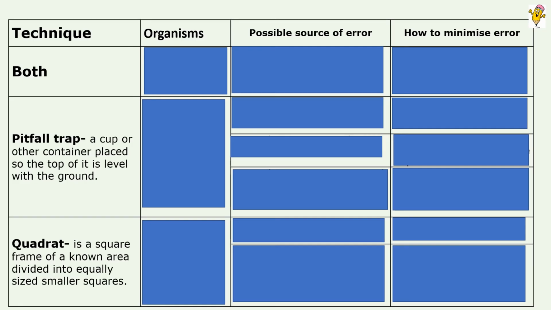This table just summarises these two sampling techniques, so try to fill it out before I go over the answers. So what does the technique sample? What are the possible sources of error, and how would you minimise the error?